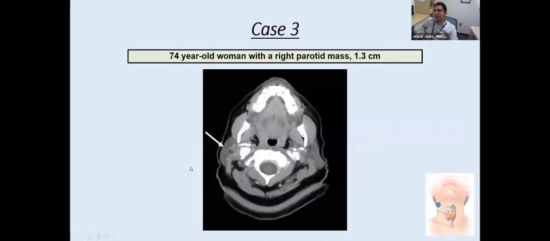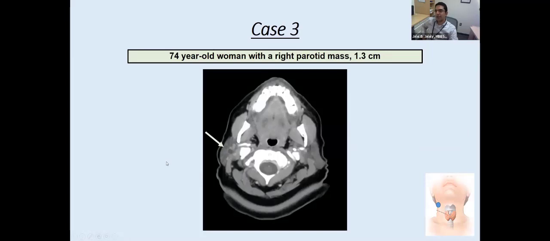But as I mentioned, I'll talk about a case where it's not always clear. So here's a 74-year-old woman with a right parotid mass. It's about 1.3 centimeters, and you can see here that it's around the tail of the parotid. Here's the mass. It's not that big. It has some thickening and enhancement of its wall, and it's hypodense, indicating that it's probably cystic.